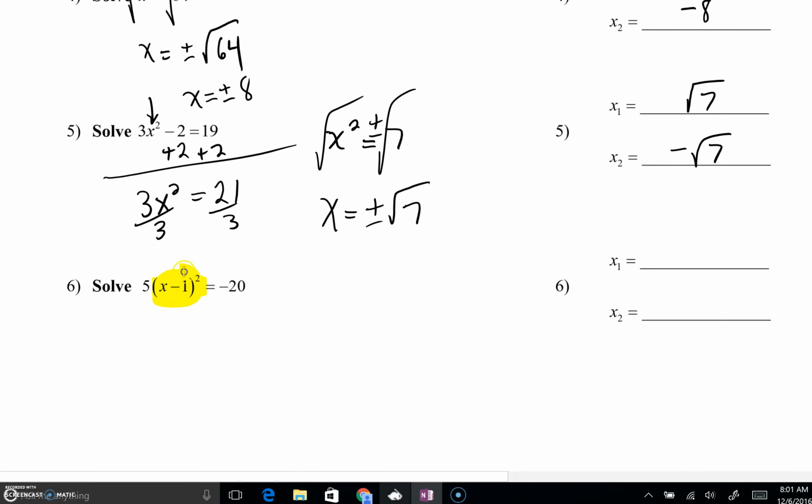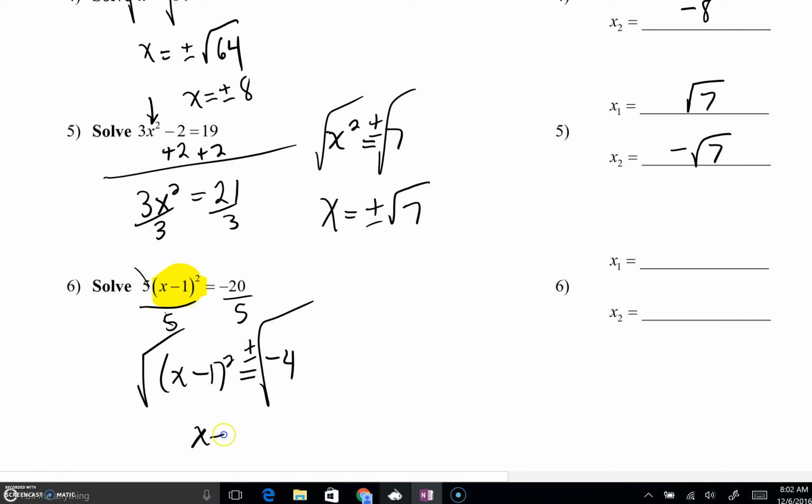As we move on to number 6, again, the big difference here, of course, is that you can see that we have a much more complicated expression. We have the x minus 1 quantity squared, so I'm going to get that isolated first. I'm going to divide by 5. I'll have x minus 1 quantity squared is equal to negative 4. And now I'll take my square roots.